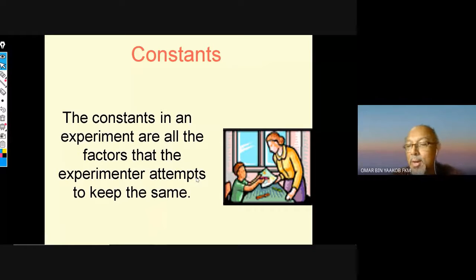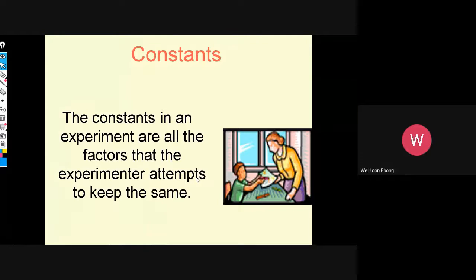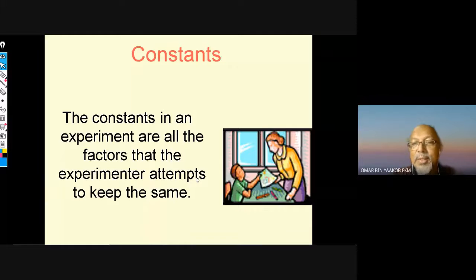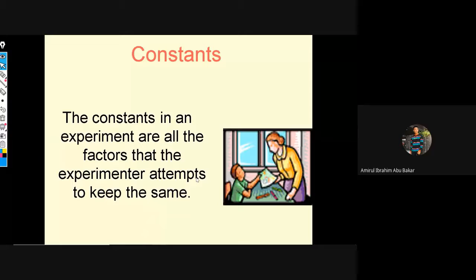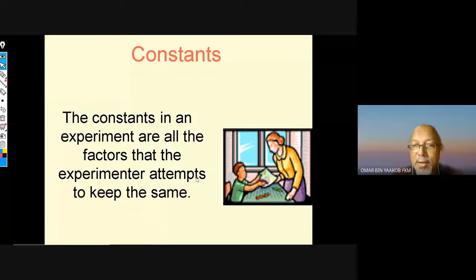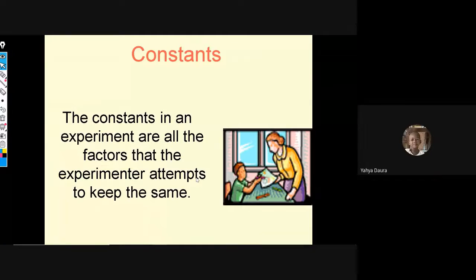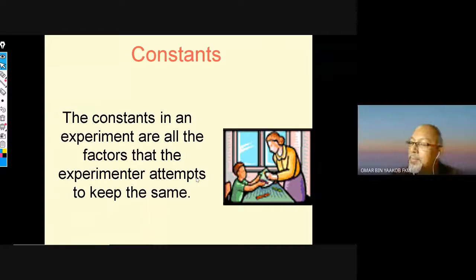Anybody want to shout what are the other things which are constant inside here? Temperature. What temperature at which the baking is done? Okay. What else? The amount of the flour. Okay. Yes. What else? Time taken to bake. Time taken. Okay.